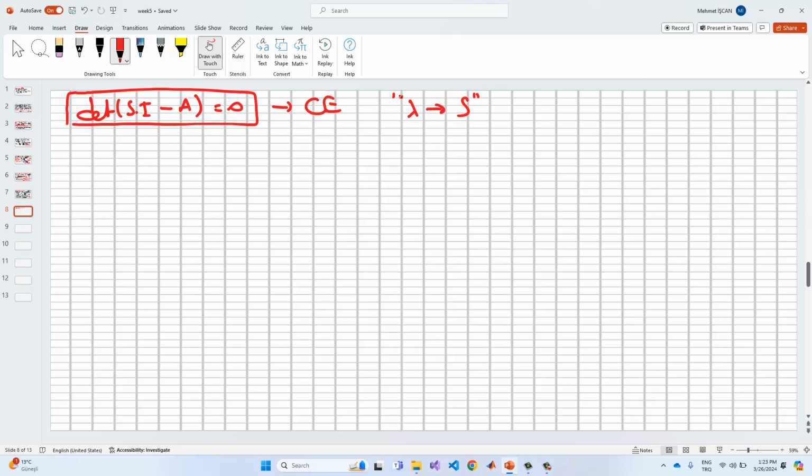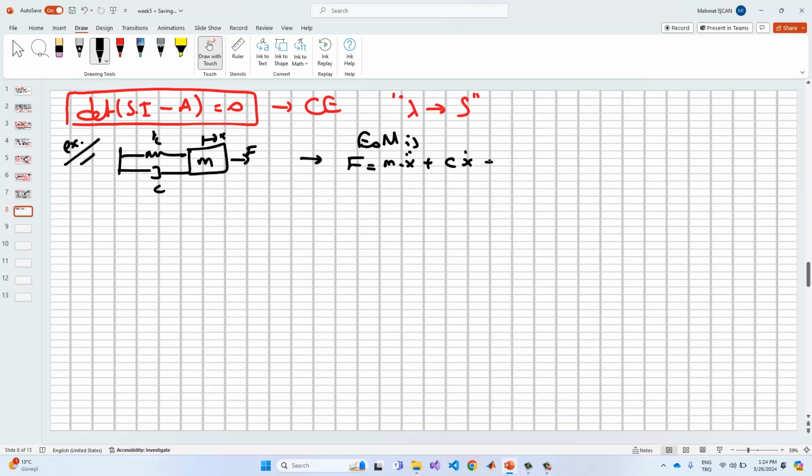Okay. And so how can I prove that? We can define the example of this mass spring damper system in here, just like this one. Okay, m, f, x, k, and c. Okay, and so the equation of motion of this system is in here, just like this one. F is equal to m x dot dot plus c x dot plus k x, right?